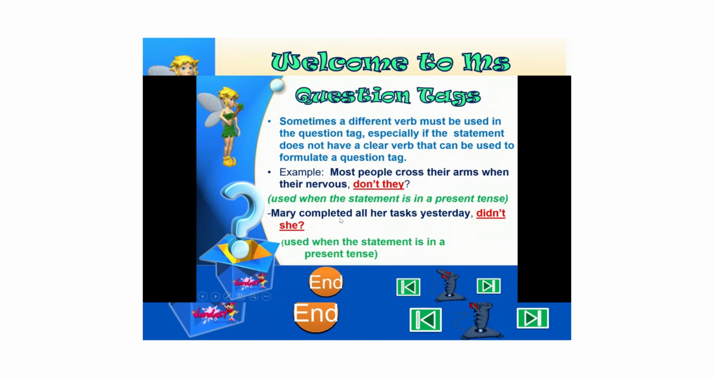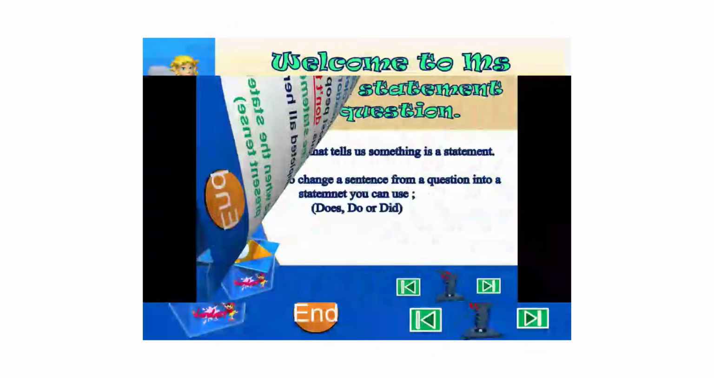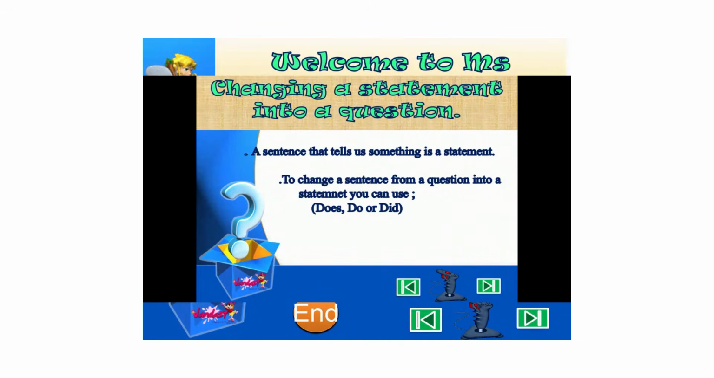So what we can use now is "didn't she", because the statement is in a simple past tense. You use the word "don't" if it's in a present tense, and use the word "didn't" if it's in a past tense, if the statement does not have any of the auxiliary verbs that you can use to formulate a question tag. I hope you understand.